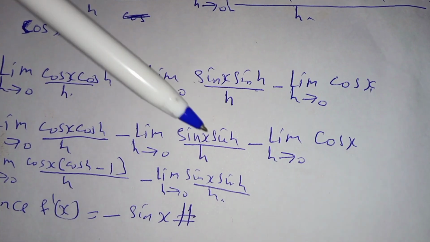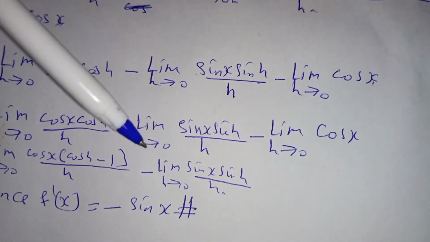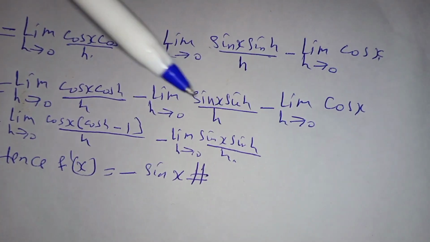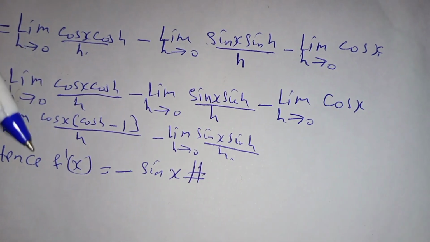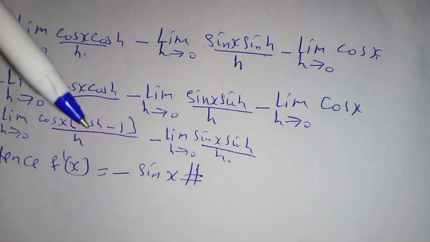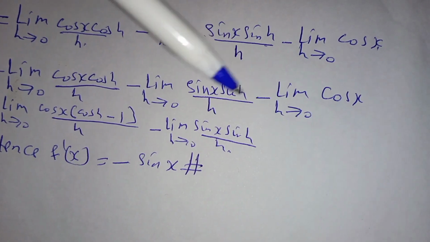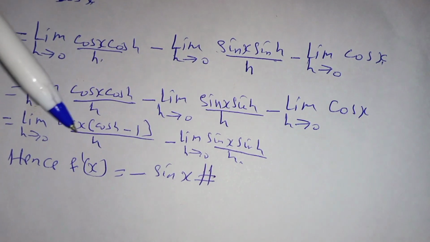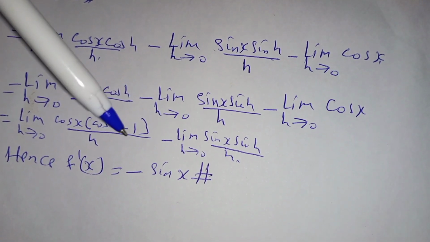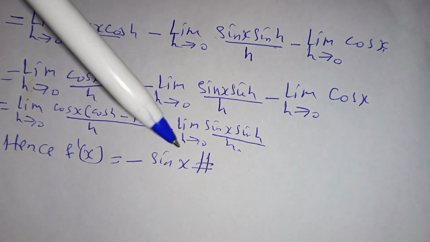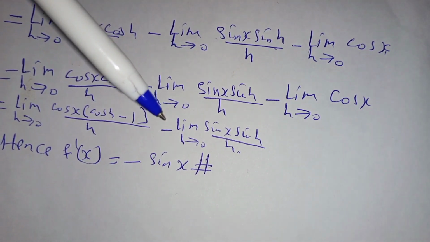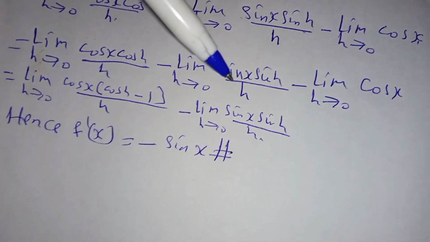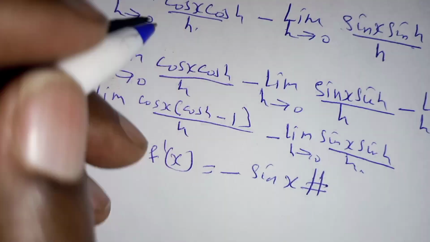minus limit as h tends to 0 of sin x sin h over h minus limit as h tends to 0 of cos x. Now, at this point here, we have cos x and cos x, so we can group this together and we factor cos x outside, so that here we will be left with cos h minus 1. The limit as h tends to 0 of cos x into bracket cos h minus 1 divided by h minus limit as h tends to 0 of sin x sin h.